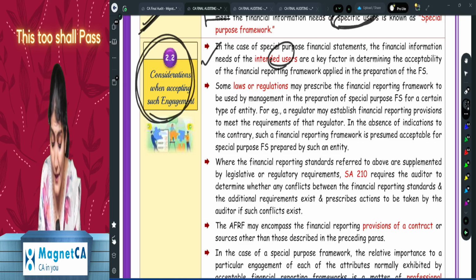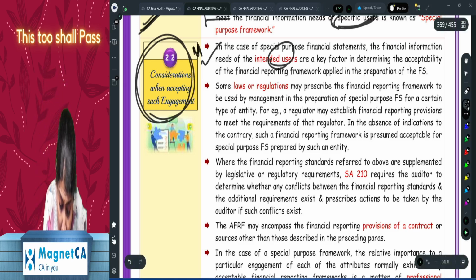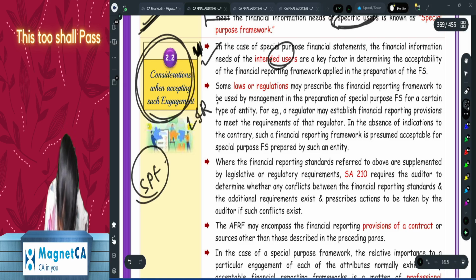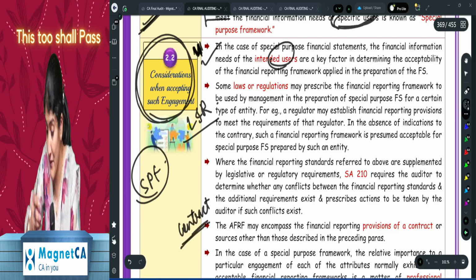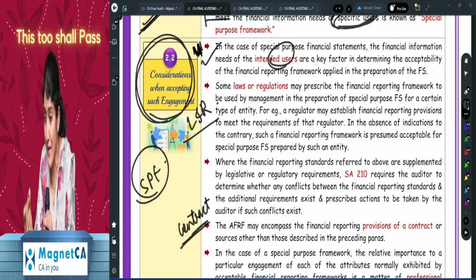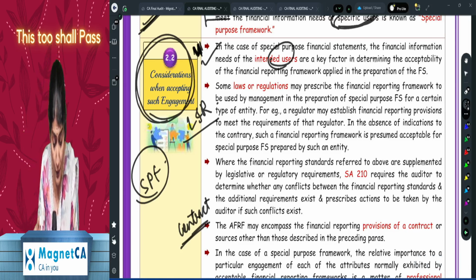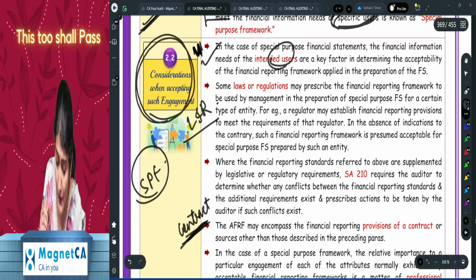Right? So the first thing you have to understand is who the intended users are. Then, whether that special purpose framework is given by any law or regulation, or is as per the provisions of a contract. So Dutch GAAP, obviously, is a law. But if it is prepared as per the provisions of a contract, as per a government indenture or so, then it is as per the provisions of a contract.